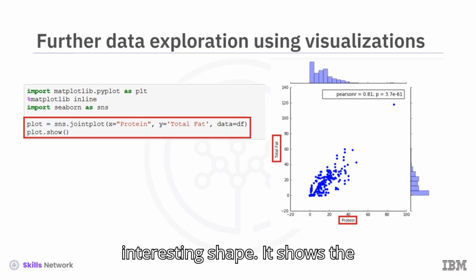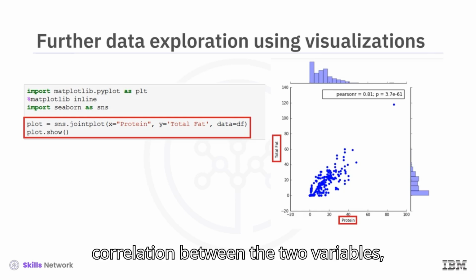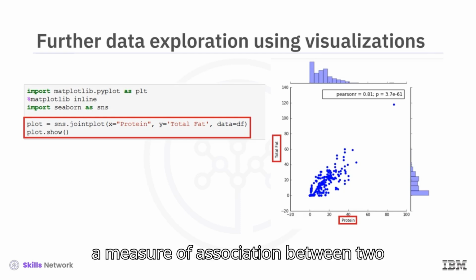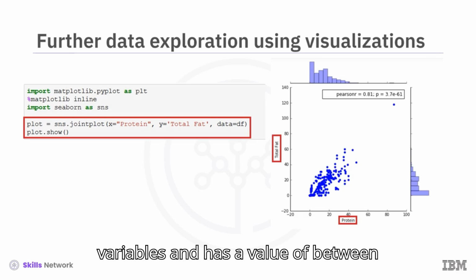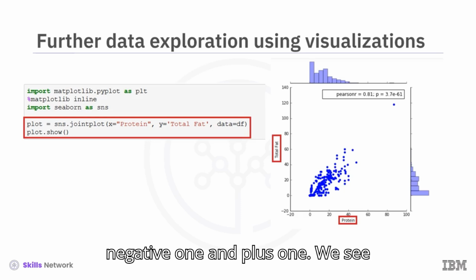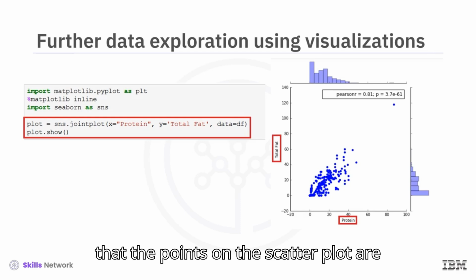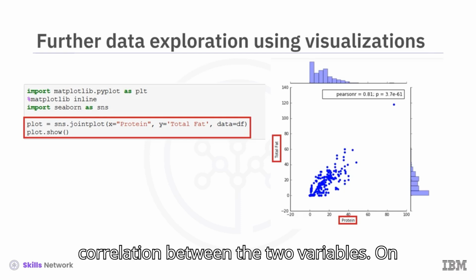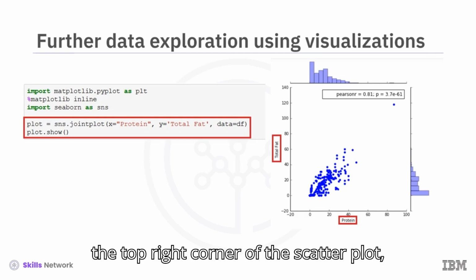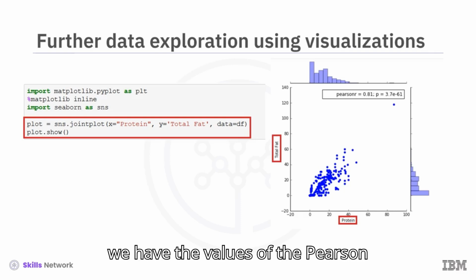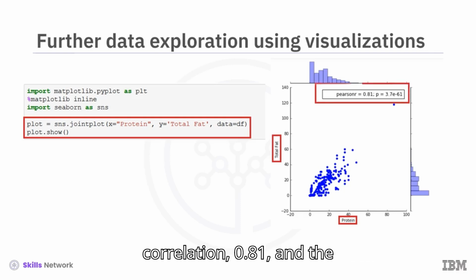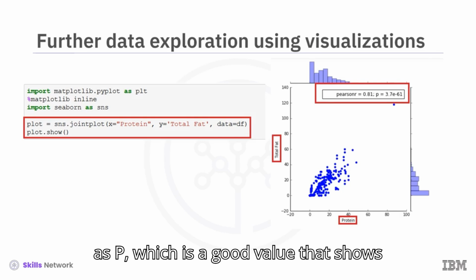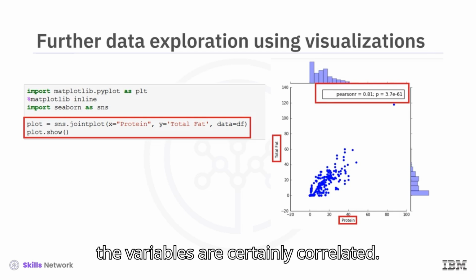The plot has an interesting shape. It shows the correlation between the two variables, protein and fat. Correlation is a measure of association between two variables and has a value of between -1 and +1. We see that the points on the scatter plot are closer to a straight line in the positive direction, so we have a positive correlation between the two variables. On the top right corner of the scatter plot, we have the value of the Pearson correlation, 0.81, and the significance of the correlation denoted as P, which is a good value that shows the variables are certainly correlated.